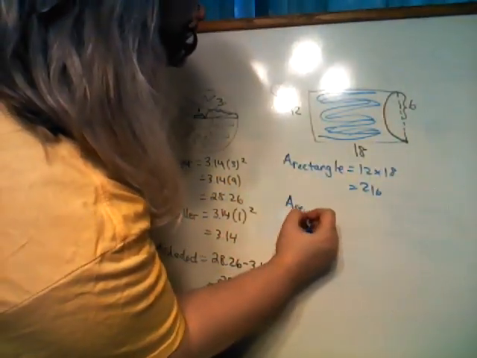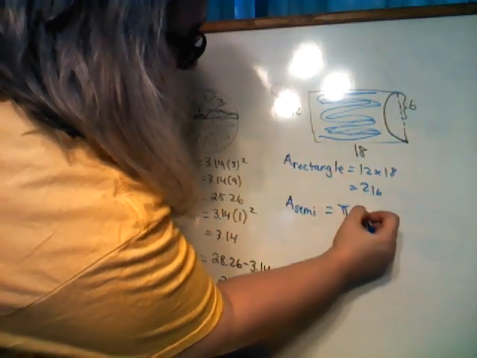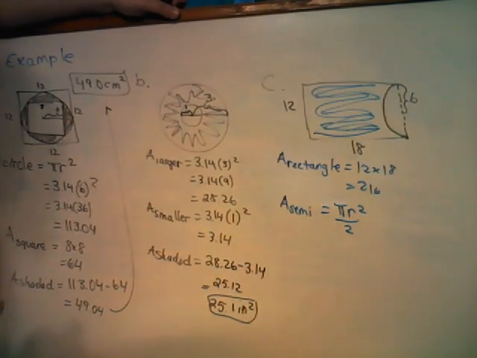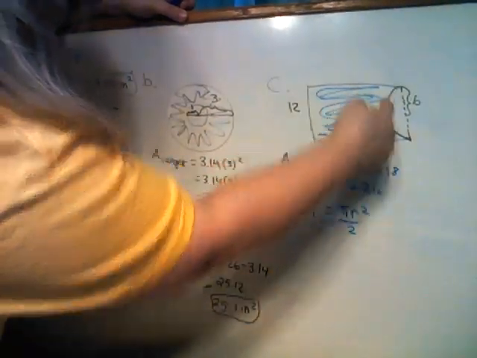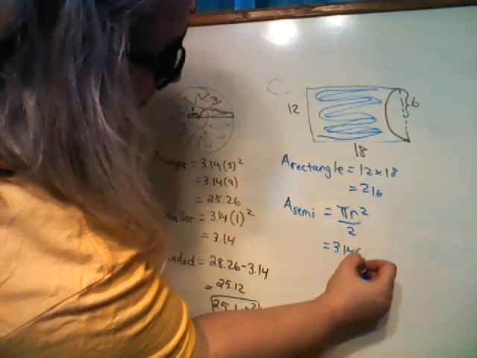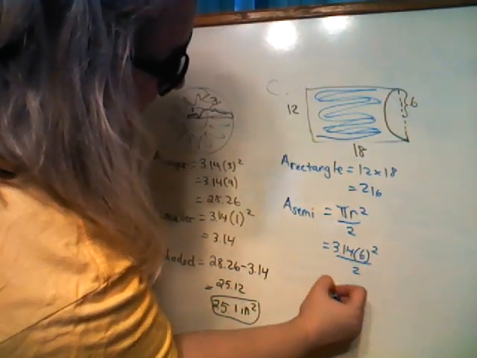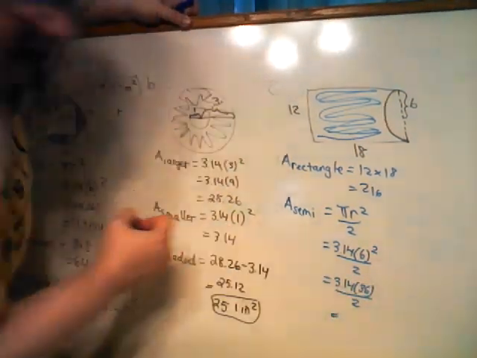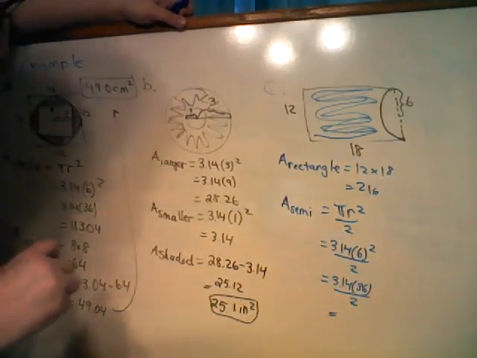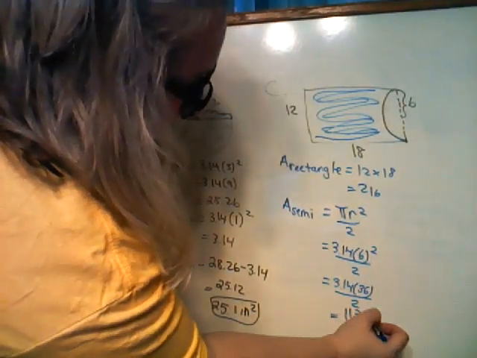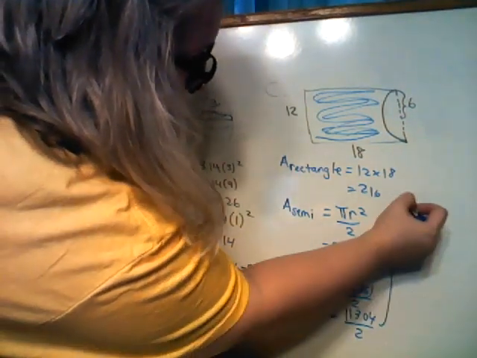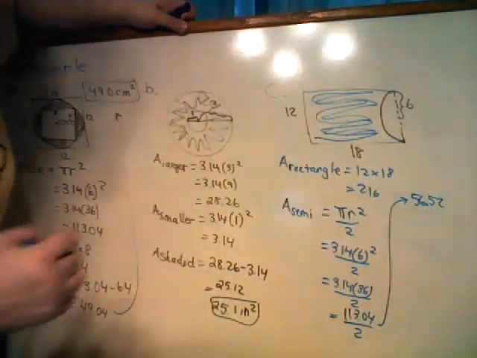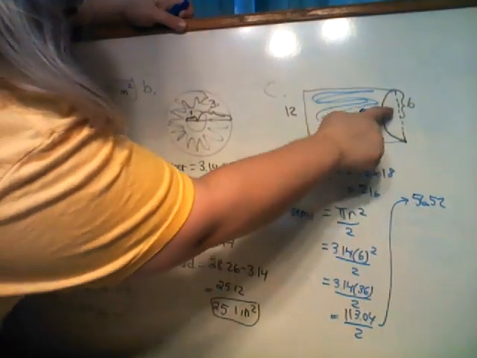So we're going to do area of the semicircle, and I'm going to write this formula just so that we could re-emphasize that it's pi r squared cut in half. So the radius is 6. So 3.14 times 6 squared, cut that in half. 3.14 times 36, cut that in half. Hopefully you can see that far down the board. So it's 113.04, cut in half. I'm running out of room here. So that cut in half is 56.52. Okay, so 56.52 is just here.